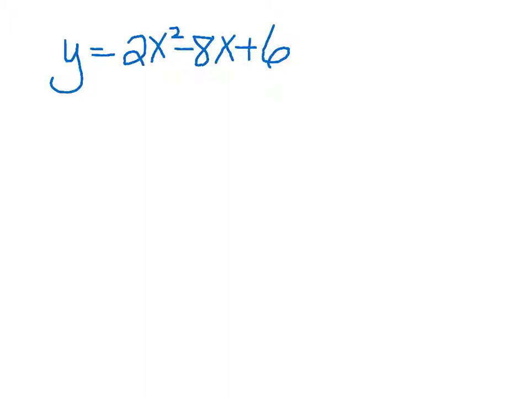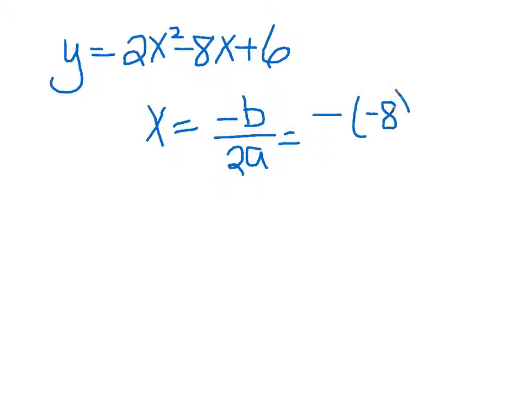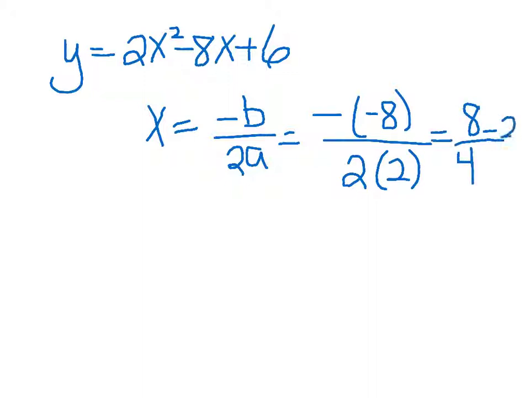Okay, here's one that has both an A, B, and a C. So our line of symmetry, x equals negative b over 2a, which is the negative of negative 8 over 2 times 2, which is positive 8 over 4, which is 2. So this graph will look like this with the line of symmetry right here. And the line of symmetry is the line x equals 2.